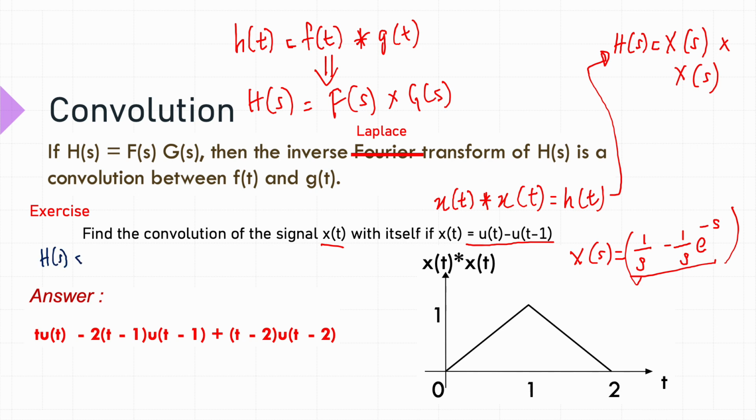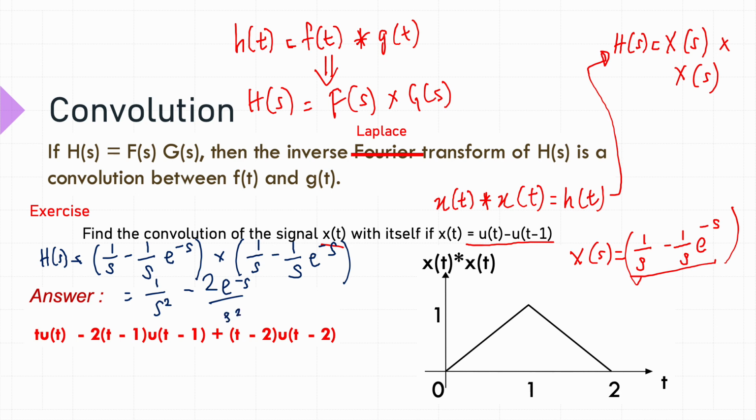H(s) is equal to 1 over s minus 1 over s exponential negative s, multiplied with 1 over s minus 1 over s exponential negative s. If you solve this, you will get 1 over s squared minus 2 exponential negative s over s squared plus exponential negative 2s over s squared, right? And this is the value of H(s).